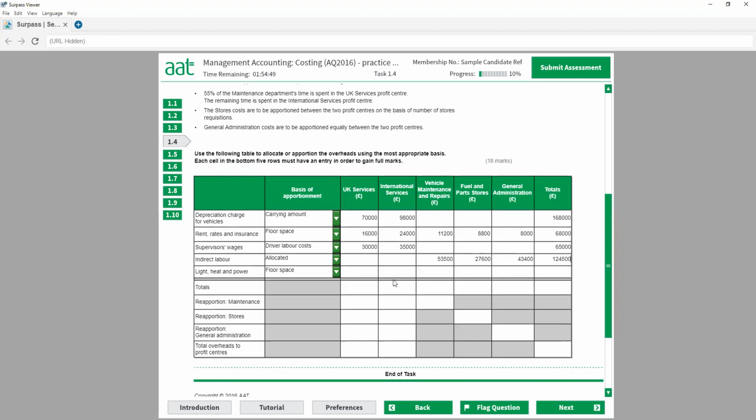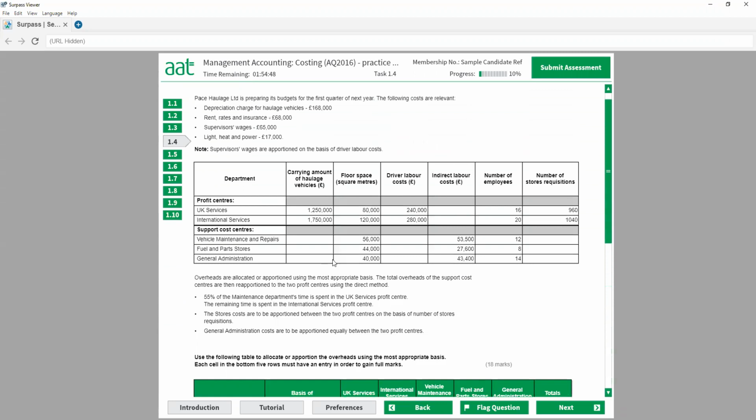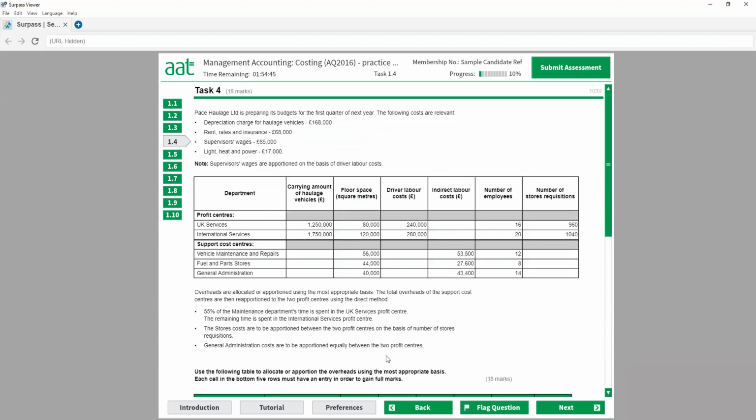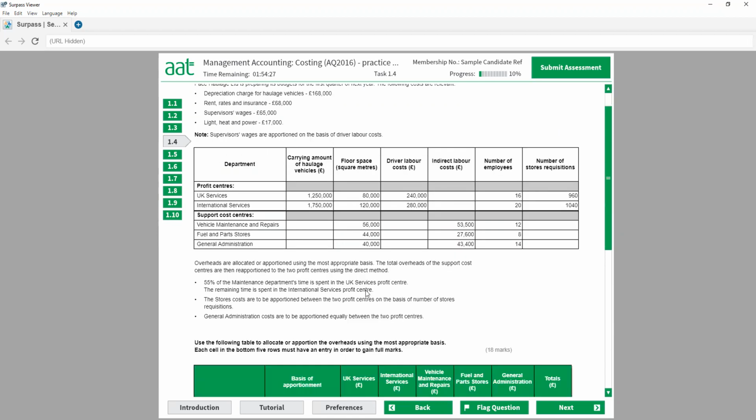Okay, finally we have light and heating. The light and heating we can see has 17,000, and we're going to use the floor space the same way we did before. So you're going to use the total floor space, so 70,000 divided by total floor space area, then multiply by 80,000 for the UK, multiply by 120 for the international, multiply by 56 for the vehicle. So we have to do the same way.